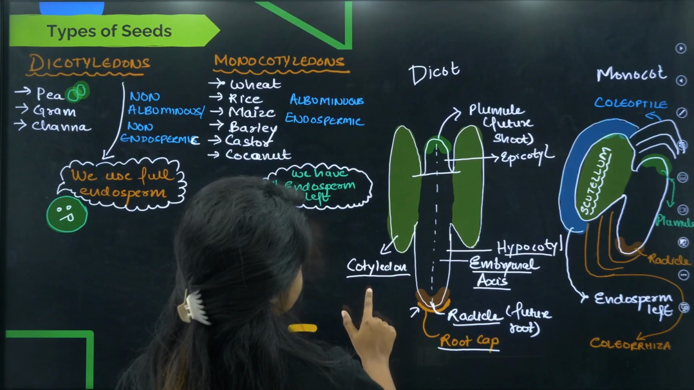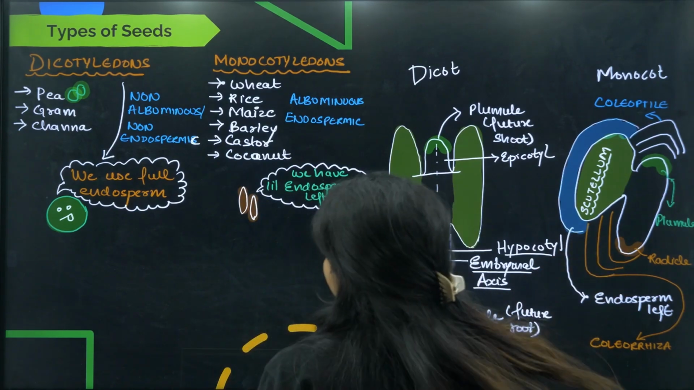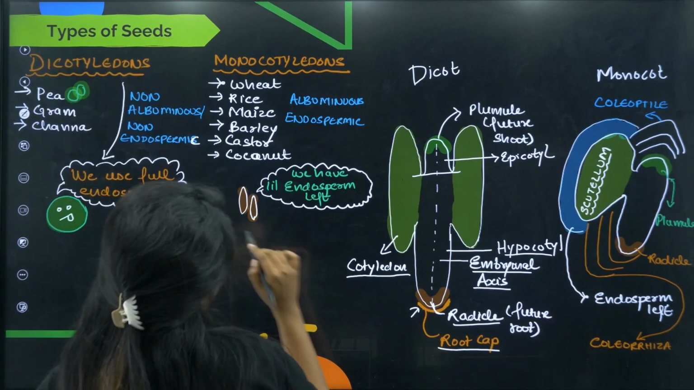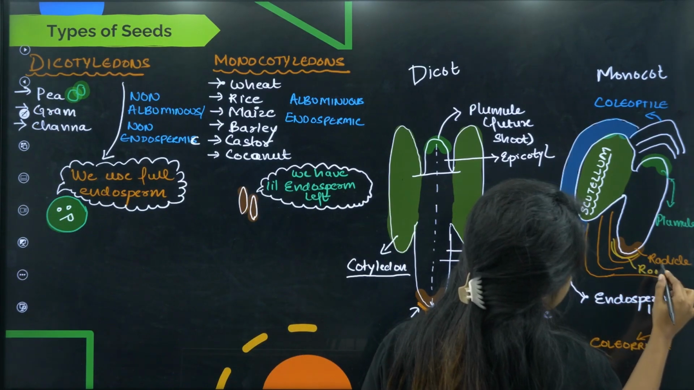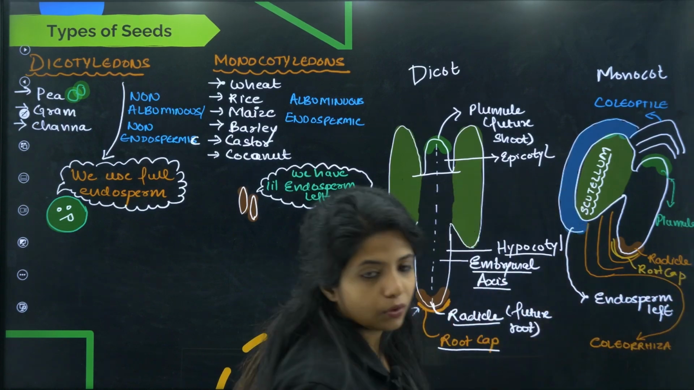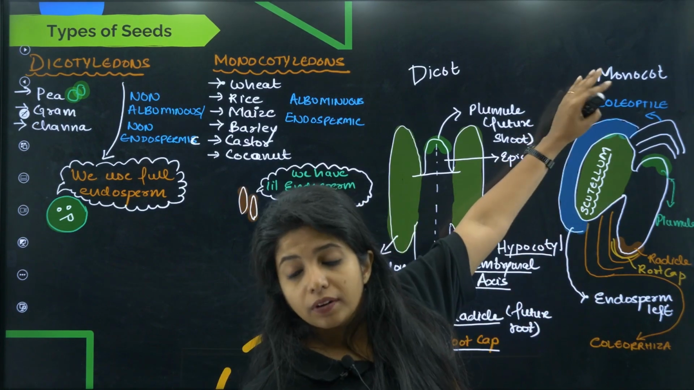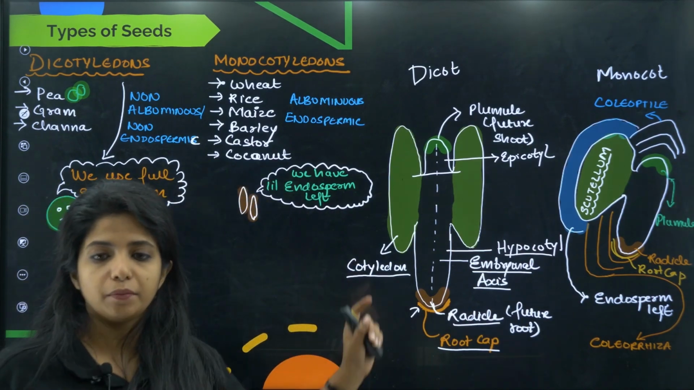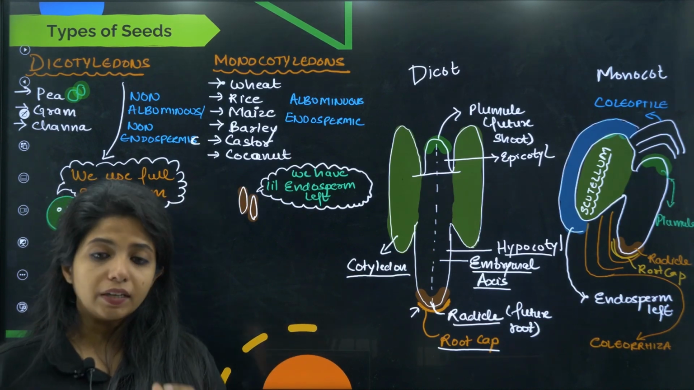I'll zoom out. So there is radicle. Beneath radicle you have the root cap as well, and then beneath it you have coleorhiza, that is an undifferentiated sheath. Above they have coleoptile. This is how monocot embryo is different from dicot embryo. The initial stage of development will be the same, but later on it will be different.